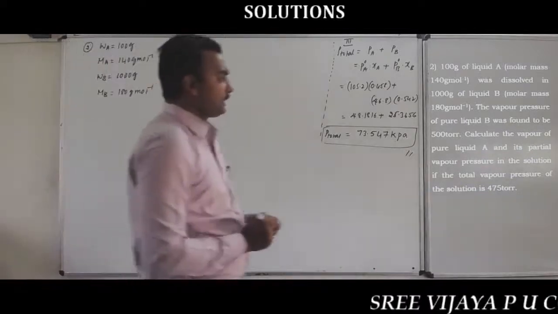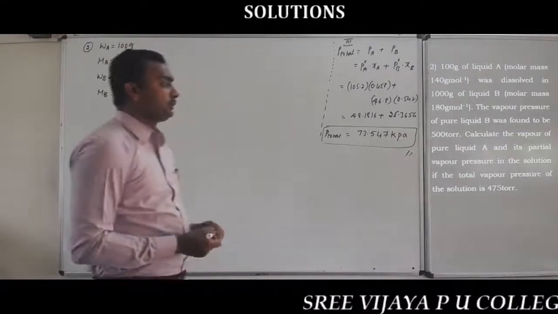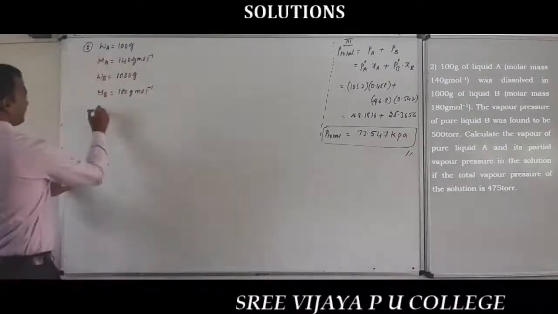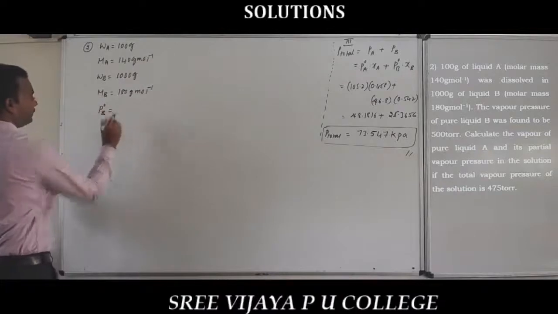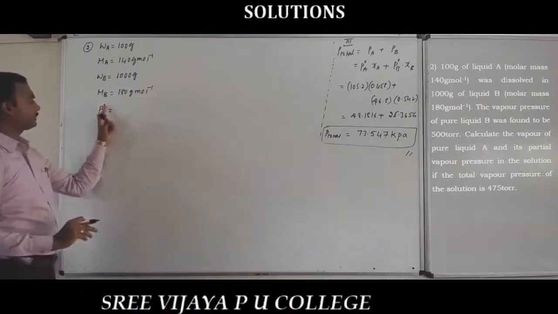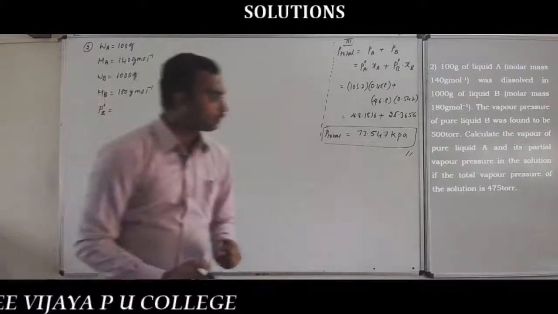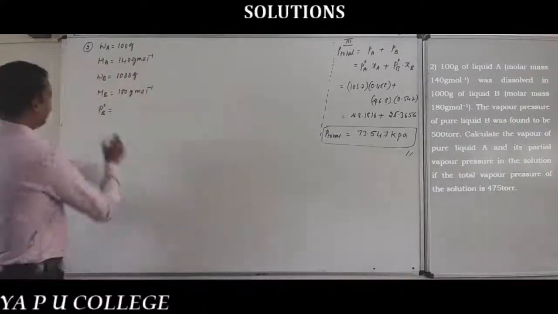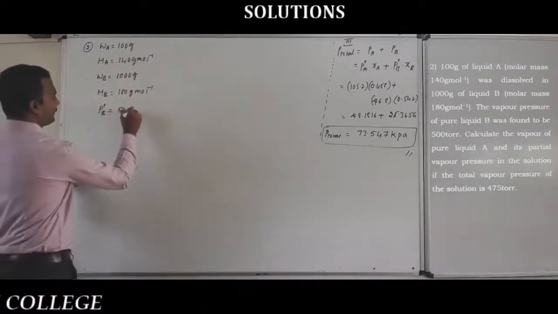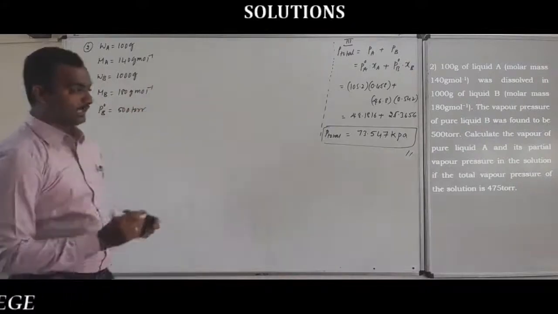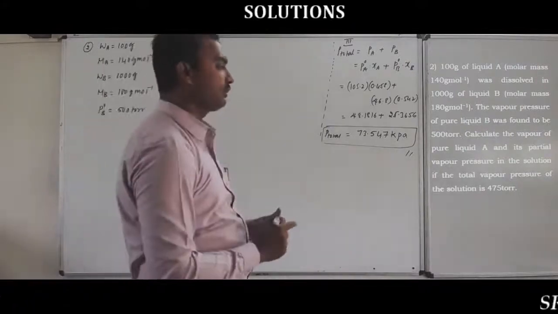So here is some other information. The vapor pressure of pure liquid B, that is P naught B. When pure liquid is mentioned, we are going to use the naught. So we use P naught for component B. That is going to be 500 torr, he has said. So 500 torr.